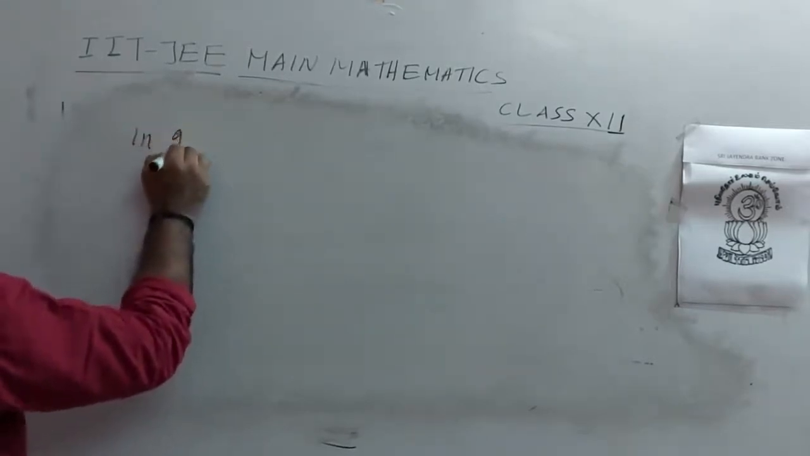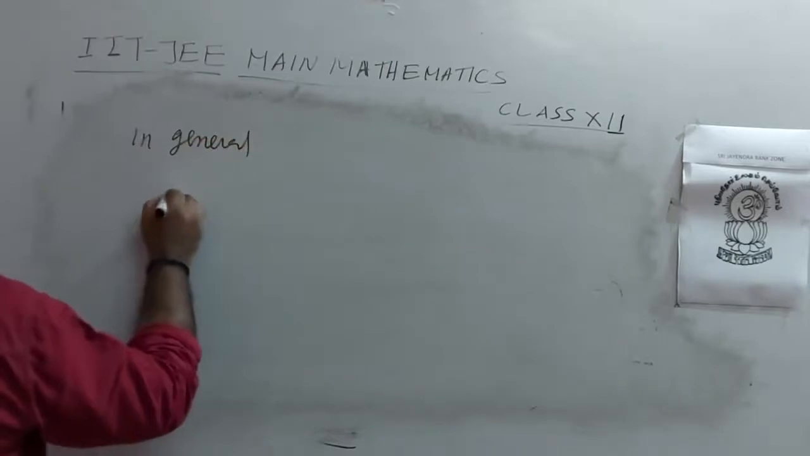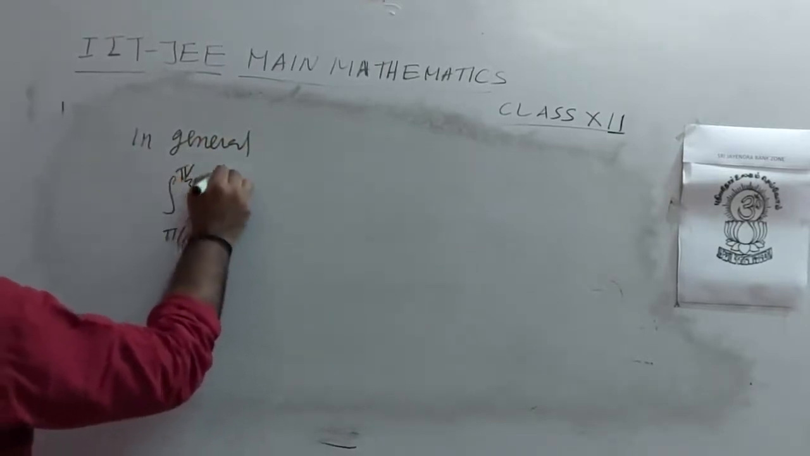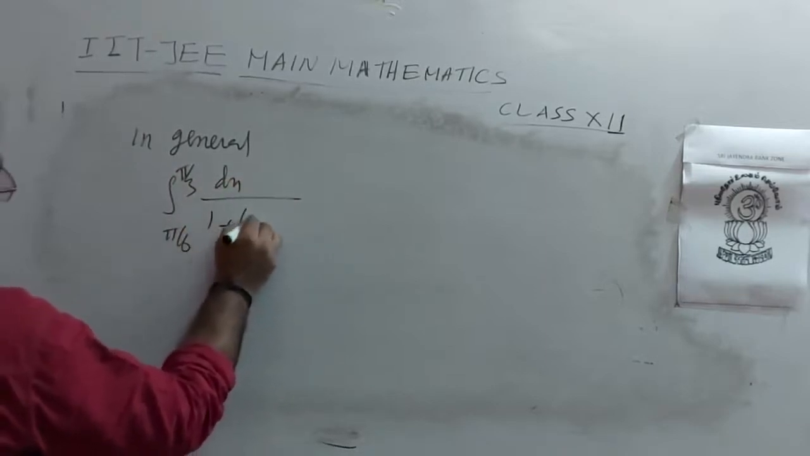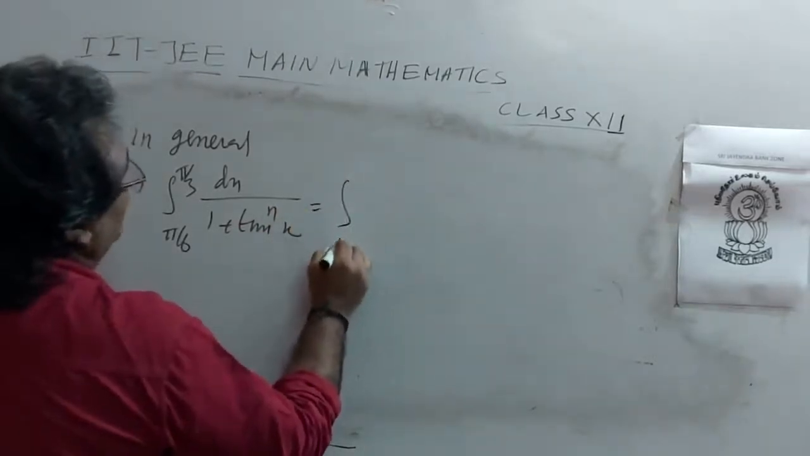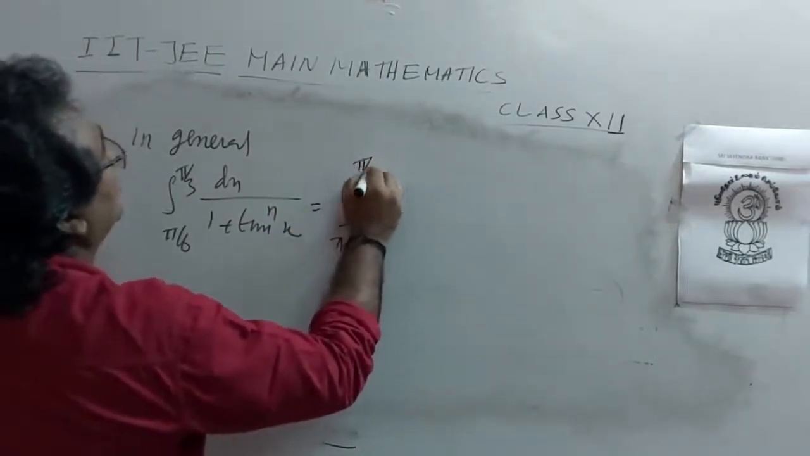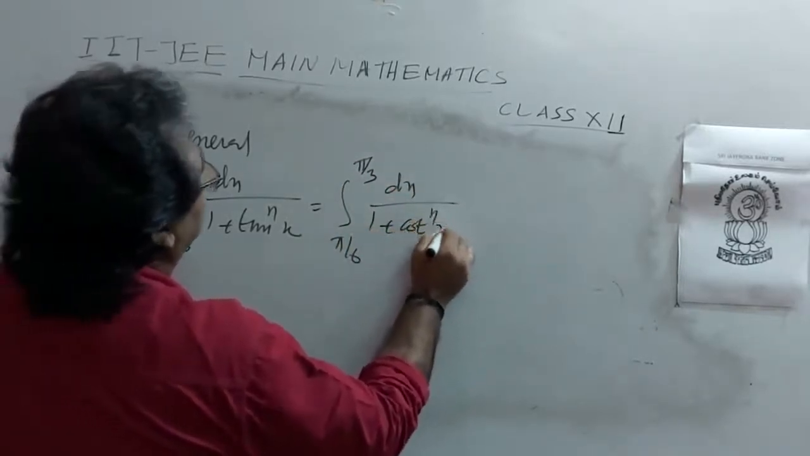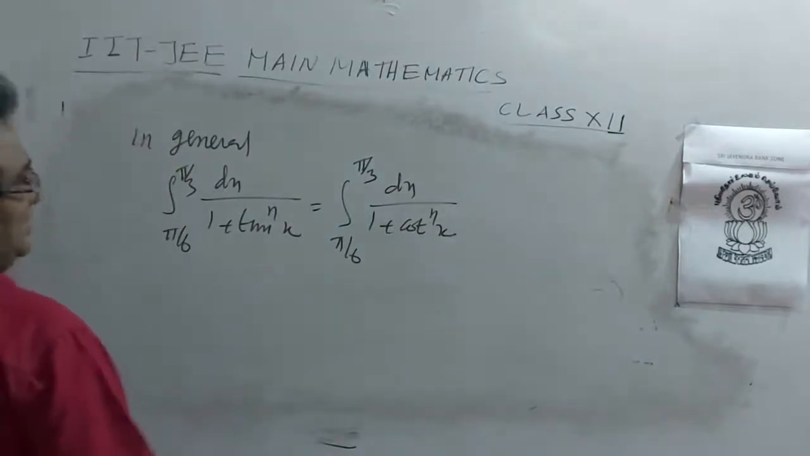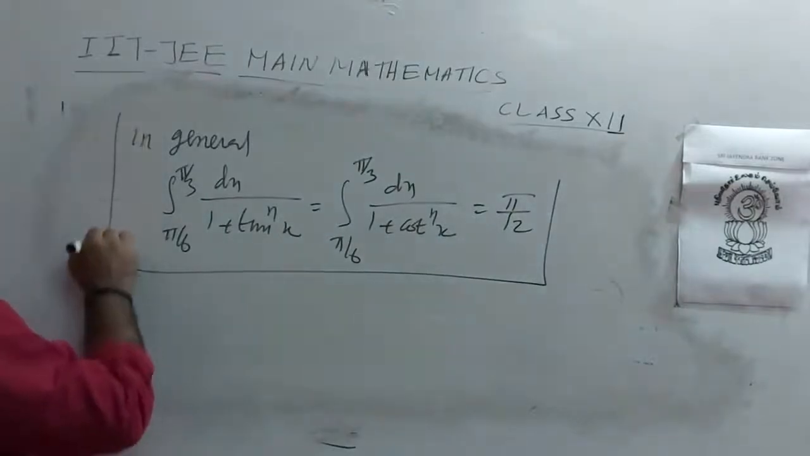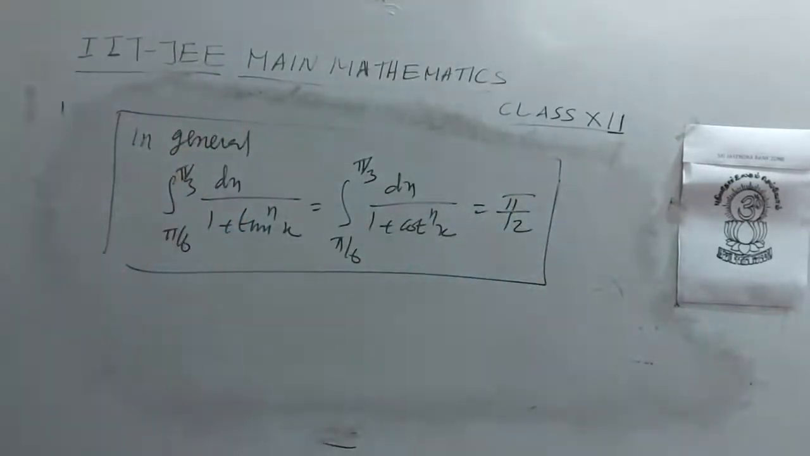In general, integral pi by 6 to pi by 3 dx by 1 plus tan power n x equals integral pi by 6 to pi by 3 dx by 1 plus cot power n x, which equals pi by 12. You can remember this as a result.